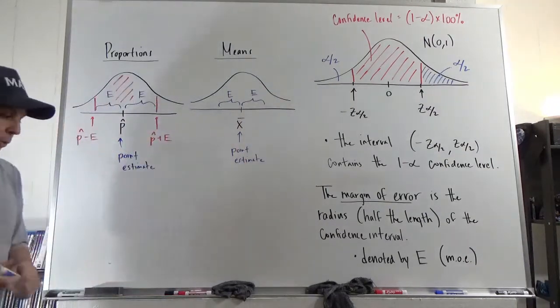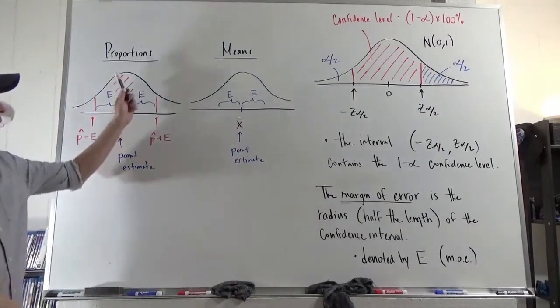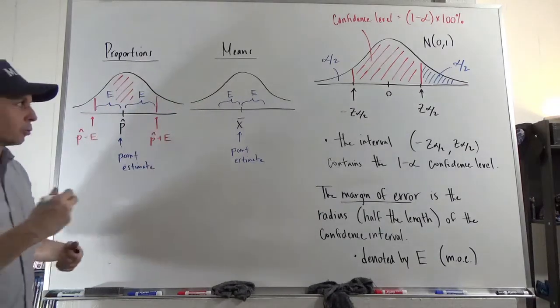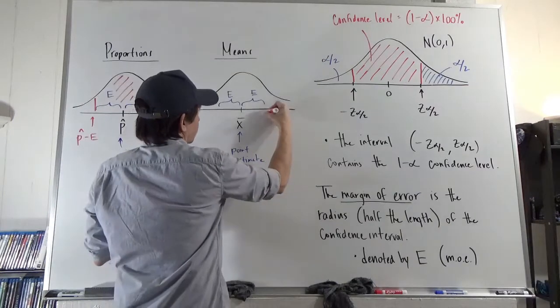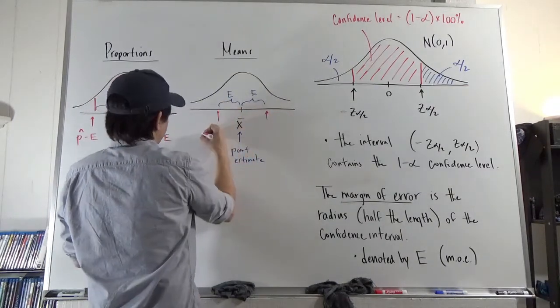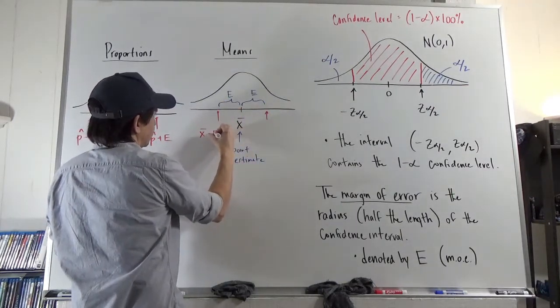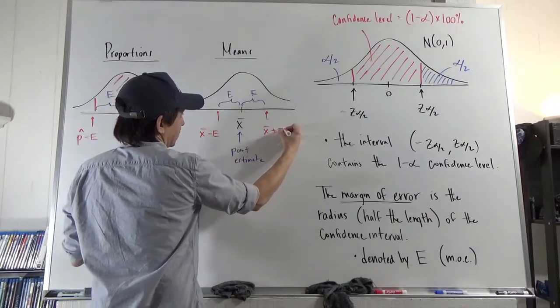They use the capital E for margin of error here, even though it's a different context, proportion versus means. They still use capital E for it. The formula for it will be different though. And so our boundaries for our interval will be X bar minus E and X bar plus E for means.